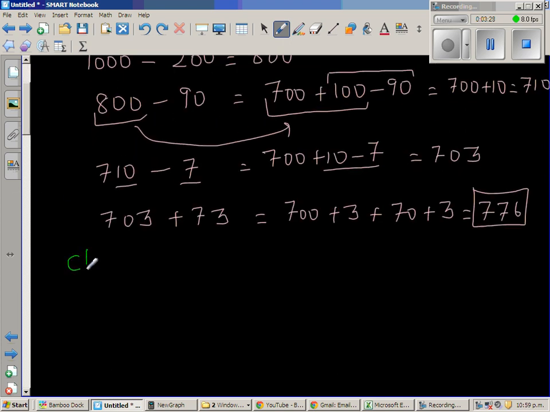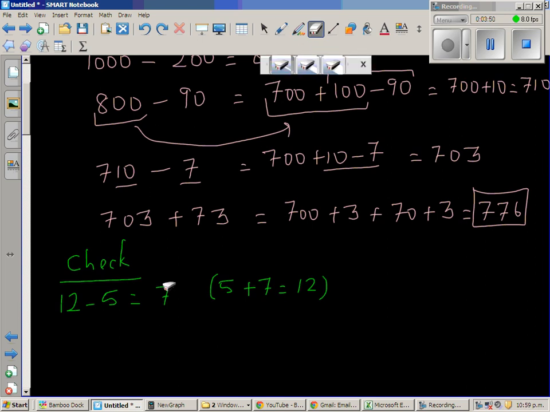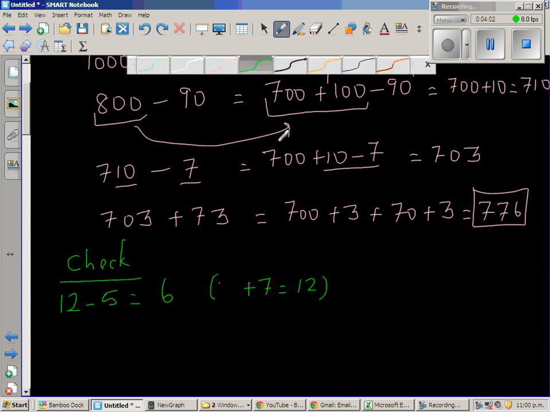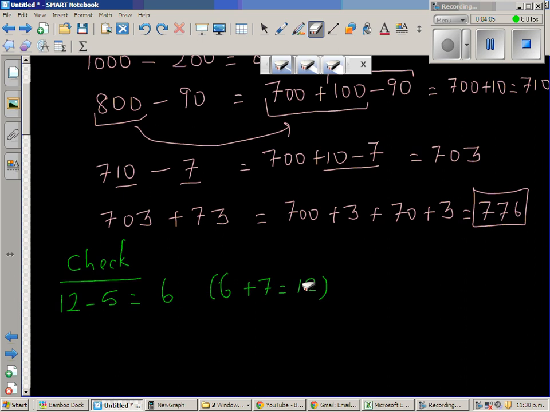How can you check whether your subtraction is right? Before I explain, let me do one simple example. Suppose you got 12 take away 5 is 7. How do I know this is right? I can check like this: 5 plus 7 is equal to 12. Now suppose by mistake I write this as 6. How will I check? If 6 is the answer, these two numbers should add to give you this. So 6 plus 7 is not 12, it is 13. So this is wrong.